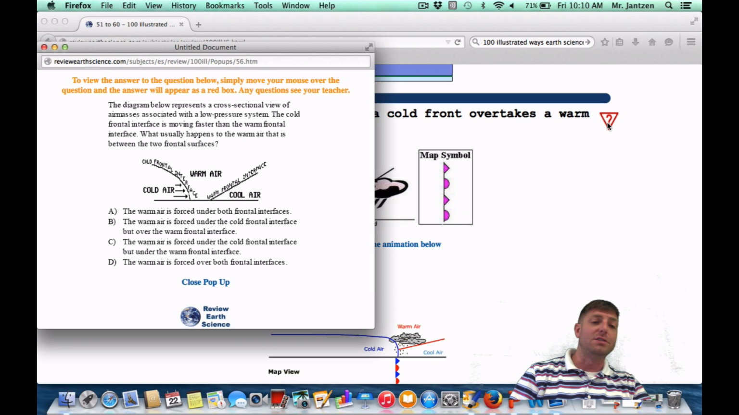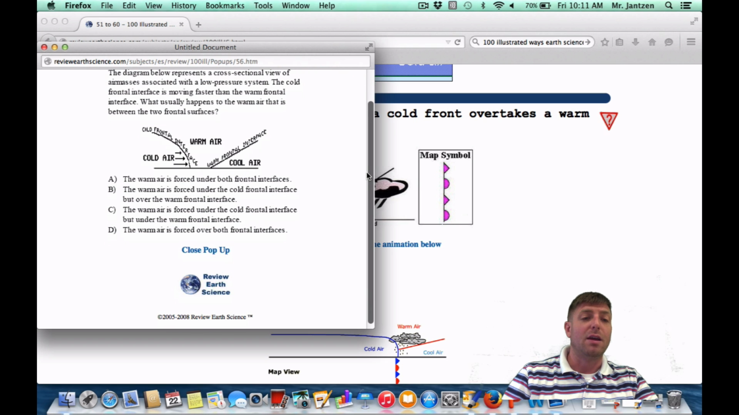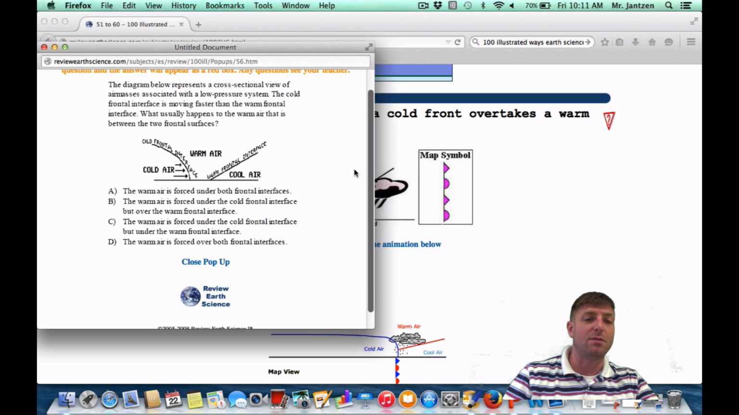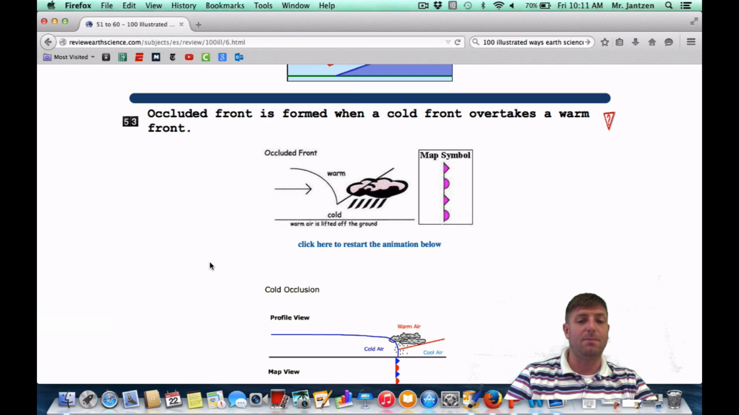If it was going to be a Regents question, the diagram below represents a cross-sectional view of the air masses associated with a low-pressure system. The cold frontal interface is moving faster than the warm frontal interface. What usually happens to the warm air that is between the two frontal surfaces? So where is this warm air going to go? It's basically going to be picked up and thrown out of there. The warm air is forced up over both frontal interfaces, or choice D.